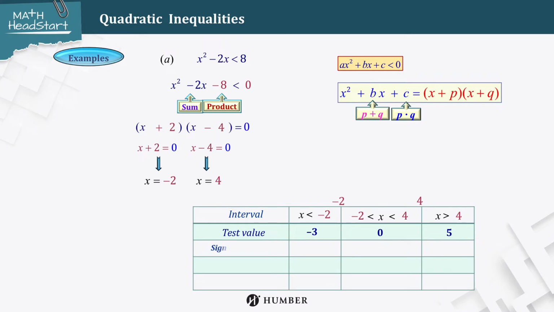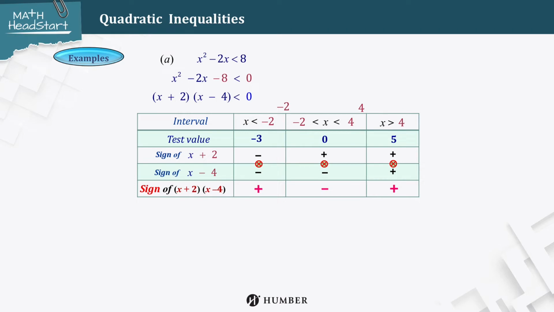Using the sign of each factor of the quadratic expression to determine the sign of the original expression. Substitute the test value of negative 3 into the factor x plus 2 to get a negative. Likewise, substitute negative 3 into the other factor to get a negative as well. Multiplying the two negative signs gives a positive for the quadratic expression. In a similar way, we get negative in the second interval and positive for the last interval.